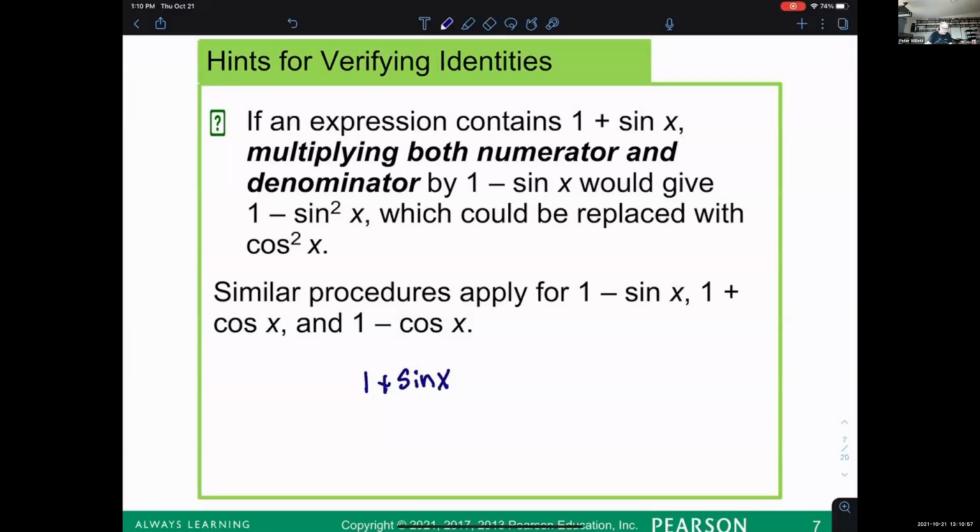So let's say we had 1 plus sine x divided by cosine squared x is equal to 1 over 1 minus sine x. And we're supposed to verify.